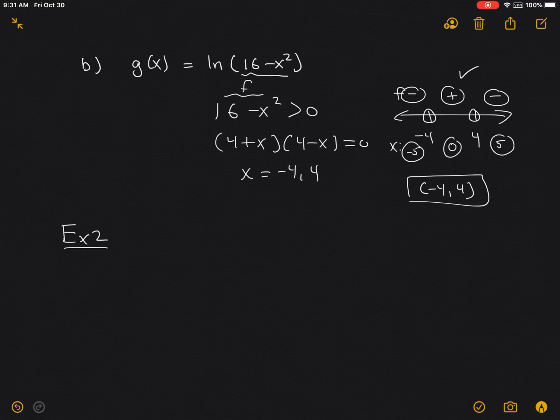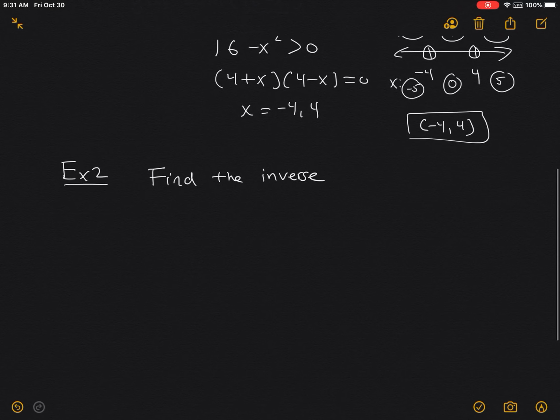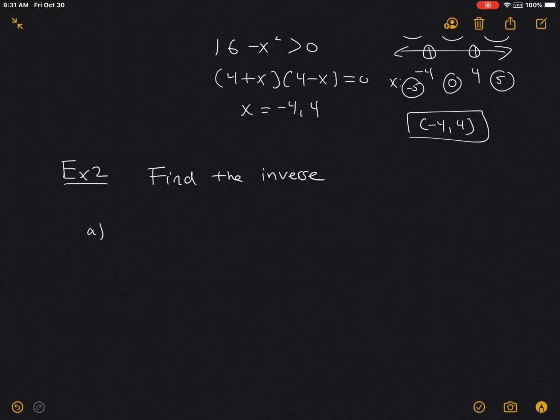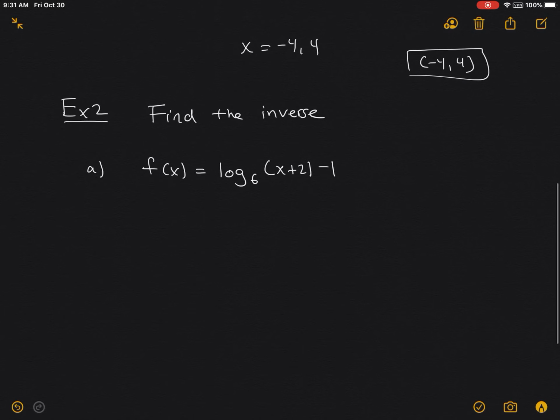Okay, so let's take a look at finding the inverse. Let's just do 2 examples. There's a couple of homework questions in the worksheet that ask you to find the inverse. So let's take a look at this first one right here. You have f of x is equal to log base 6 of x plus 2 minus 1. All right, so remember, to find the inverse, you need to switch the x and y. Currently this is my y, so I'm going to call this guy x is equal to log base 6 of y plus 2 minus 1.